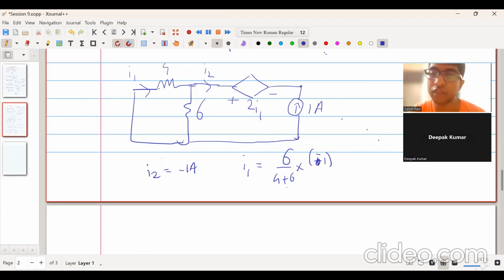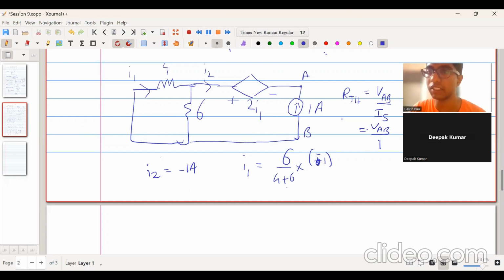Because we want to find the Thevenin resistance, right? Thevenin resistance is VAB upon the current which is flowing from the source. Now, if the source is 1 ampere, it becomes equal to VAB upon 1. So it becomes simple for us. That's why we assume a current of 1 ampere, okay? So anywhere we can connect the 1 ampere current source.